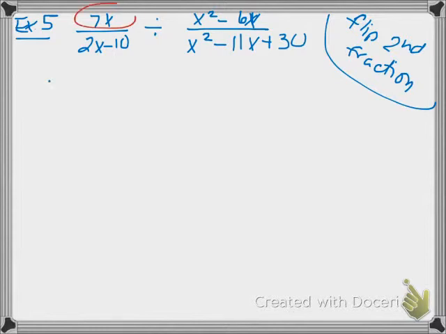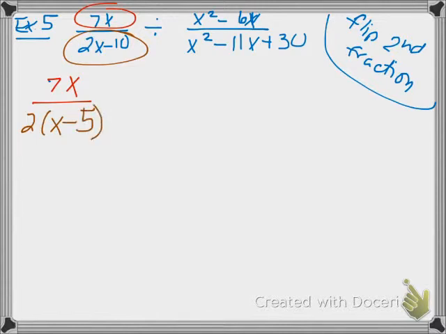Looking at the 7x, there's nothing I can do, so I'm just going to rewrite it. When I look at the bottom, 2x minus 10, I should notice that both 10 and 2 are even numbers, so I should be able to factor out a 2. So that gives me that part right there. When you factor out a 2, it just says x minus 5 inside. Now, because I'm supposed to flip my second fraction, I'm going to start working with the bottom part.